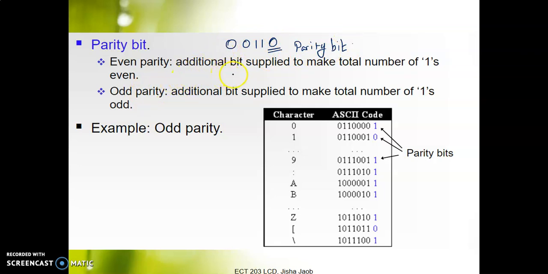Now when you come to odd parity, you take the same message 0011. You have to append one more bit, and the extra bit that you append should make the total number of ones odd. So in this case, the total number of ones is already 2, which means to make it odd, I have to insert one more 1. Therefore, the odd parity bit that you insert is a 1. This is how even parity and odd parity work.